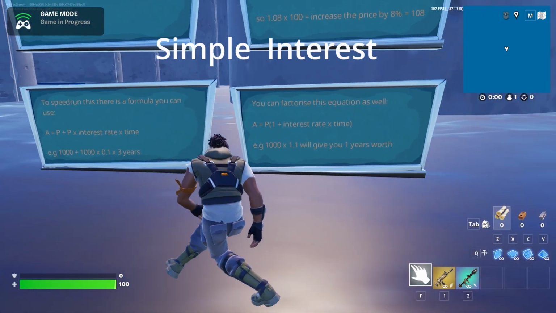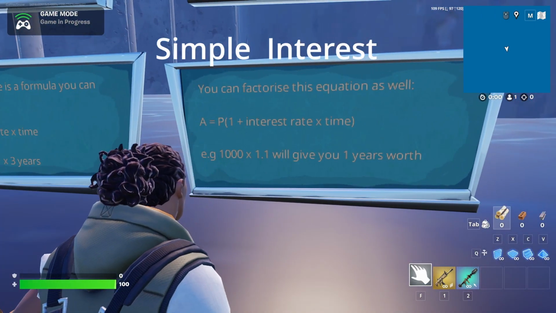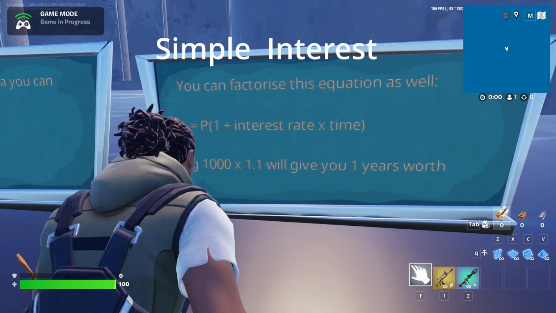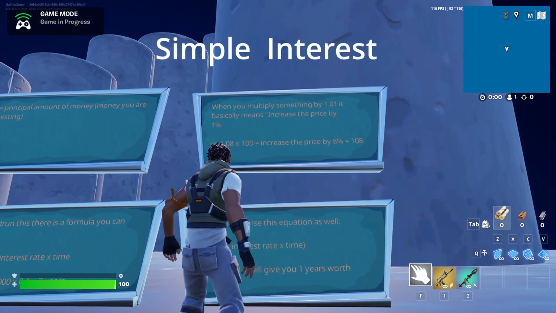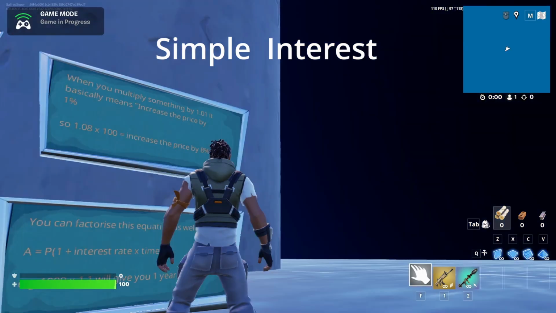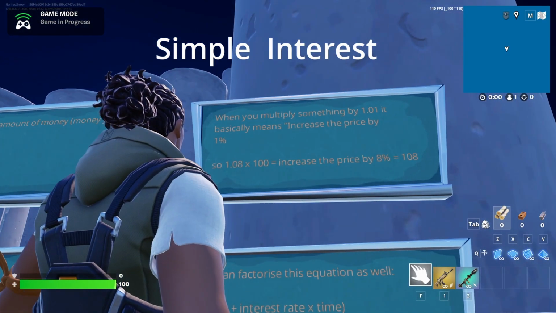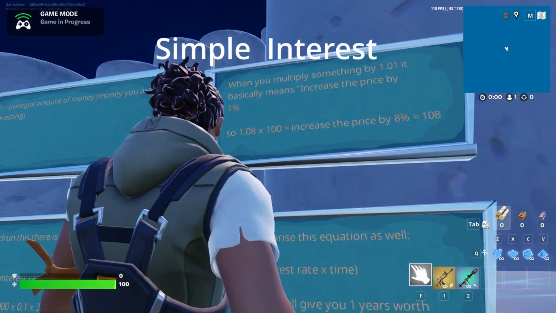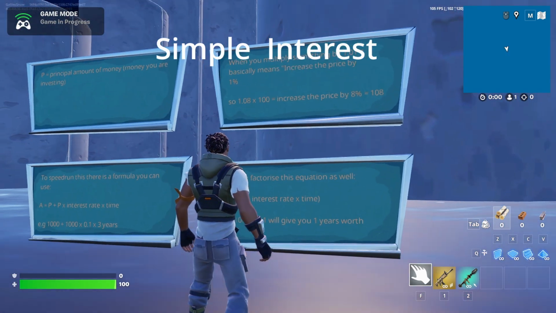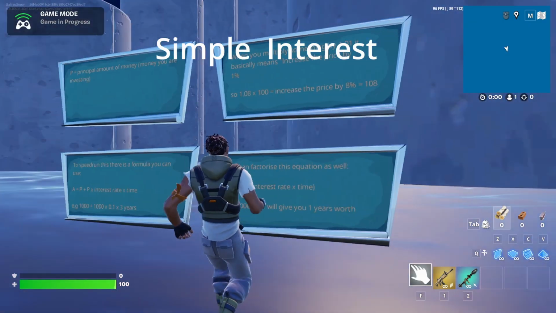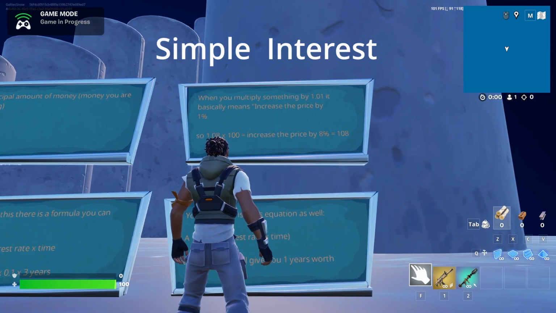When we factorize out the P from this formula, this actually gives us a neat little trick and way of thinking of this. What we're doing is just increasing the price by a percentage. So if I say, for example, multiply by 1.01, that just means increase the price by 1%. For example, 1.08 times 100 is going to be 108. And basically, I've just increased the price by 8%.